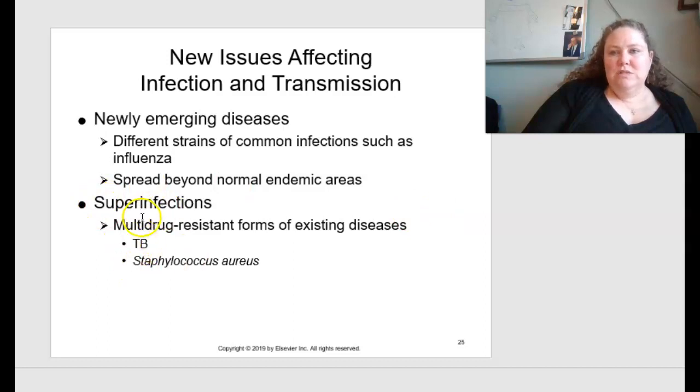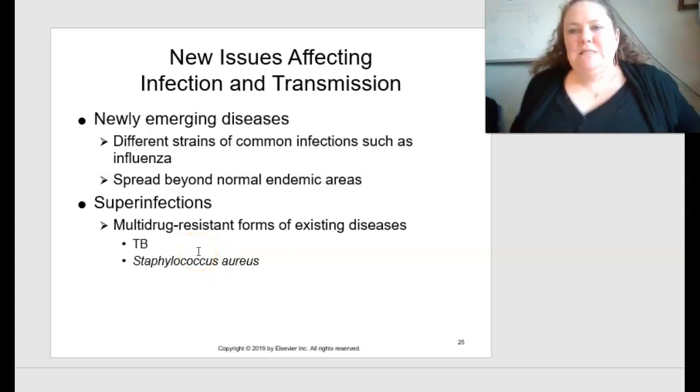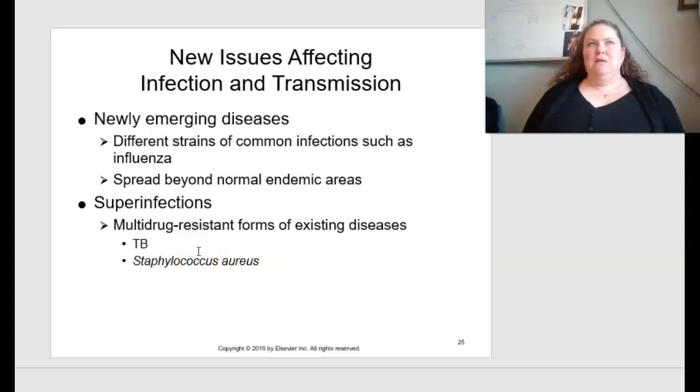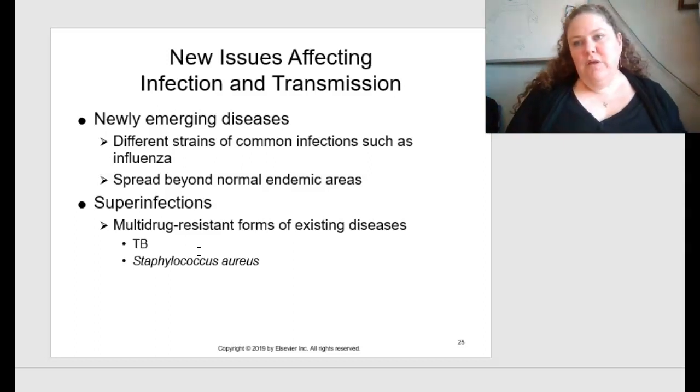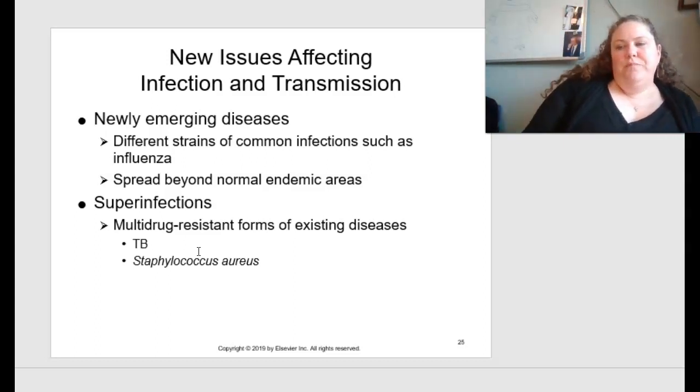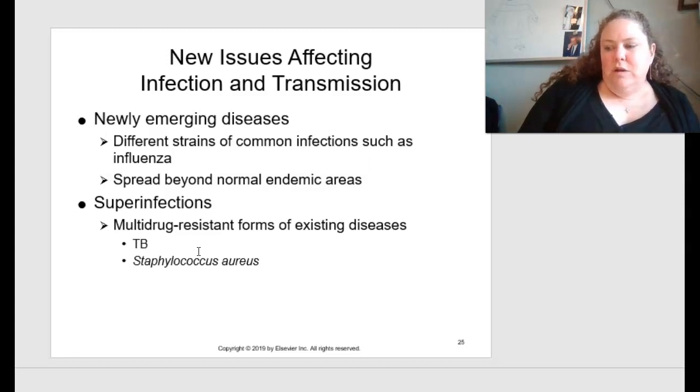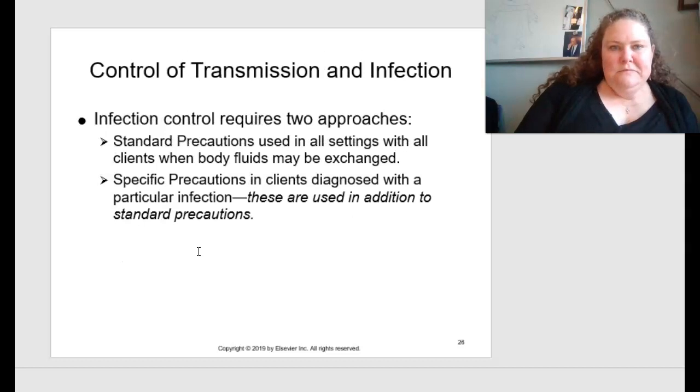and some examples of this would be multi-drug resistant forms of existing diseases such as tuberculosis or Staph aureus, so staph infections, right? These are those superbugs that get resistant to antibiotics because they mutate, or the strongest survive. People don't finish their prescribed routine of antibiotics, and so the microbes that end up living are the ones that are stronger, that were able to withstand and live through the course of antibiotics.